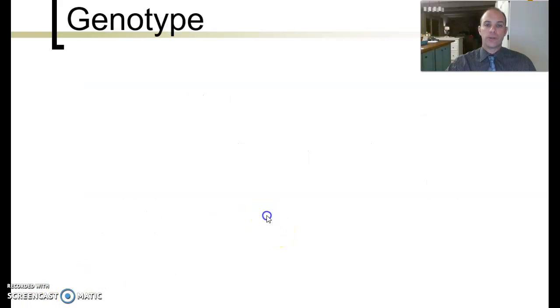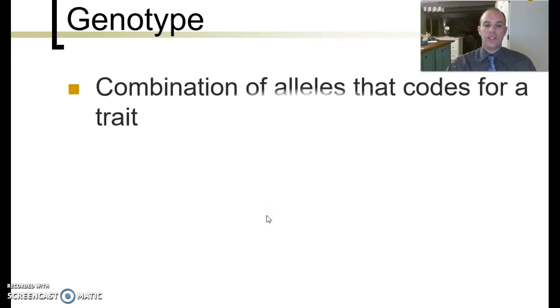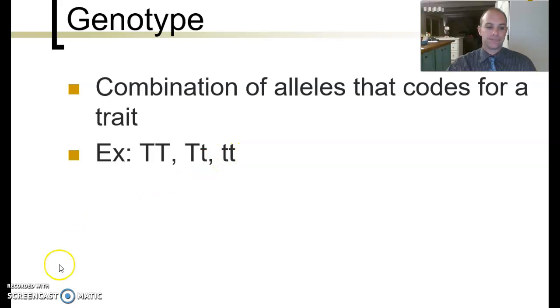Another key term is genotype. A genotype is the combination of alleles that codes for a trait. In other words, the genotype are going to be the letters that you will see. Here we have the homozygous dominant. Here we have the heterozygous pair, one big, one small. Here we have the homozygous recessive. And those are key terms you're going to have to remember. Homozygous dominant, heterozygous, homozygous recessive.